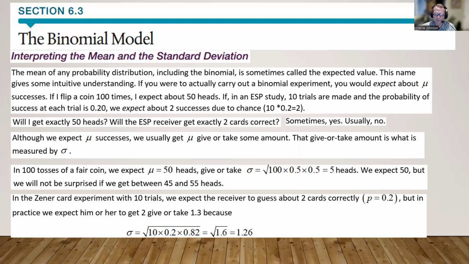That could be unusual. In the Zener card experiment with 10 trials, we would expect the receiver to guess about 2 cards correctly, because p equals 0.2. But in practice, we would expect him or her to get 2, give or take the standard deviation, which is the square root of 10 times 0.2 times 0.8, which is 1.6, or the square root of that, which is 1.26. Estimating that at 1.3, we would expect him or her to get between 0.7 and 3.3 correct guesses.